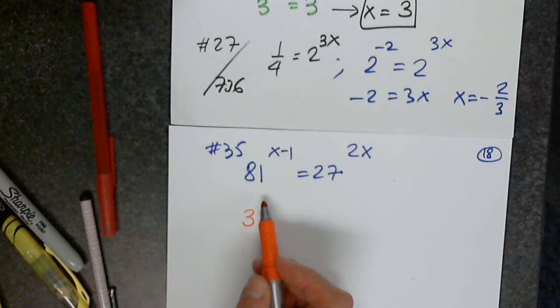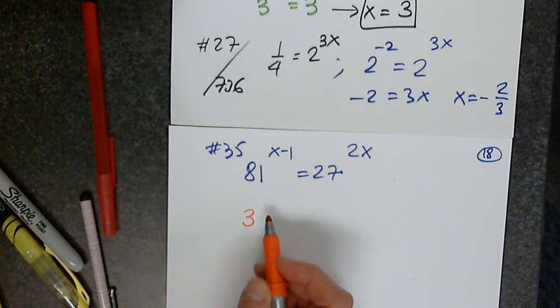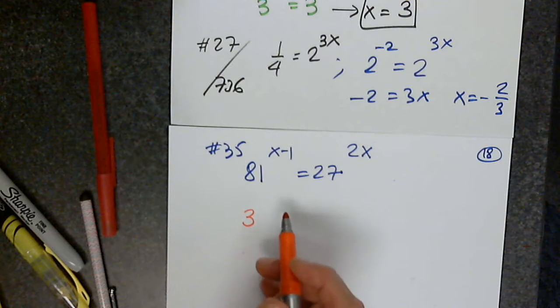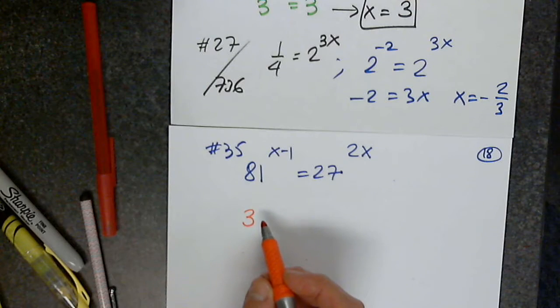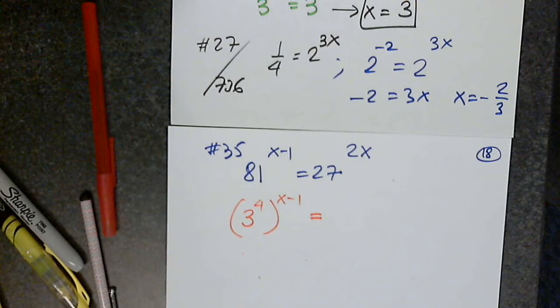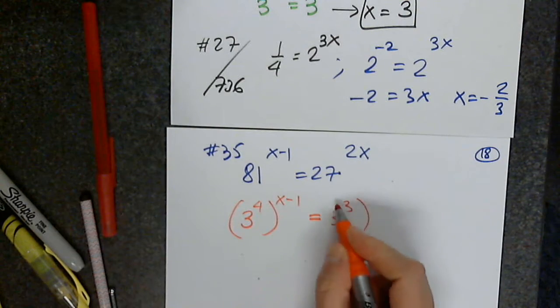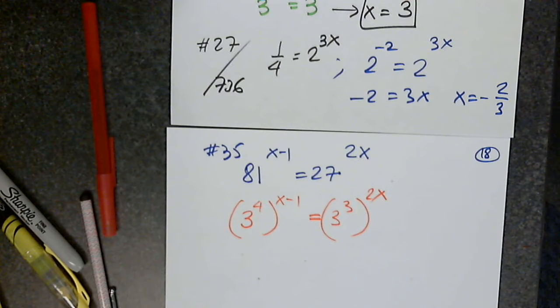How many 3s are in 9 times 9? There are two in the first 9 and there are 2 more in the second 9. So how many 3s are in 81? Good. 3 to the 4, raised to x minus 1. So how many 3s as factors, of course, are in 27? We just looked at that. 3? Good. So then it is 3 to the third raised to the 2x. Good. I have one more step.